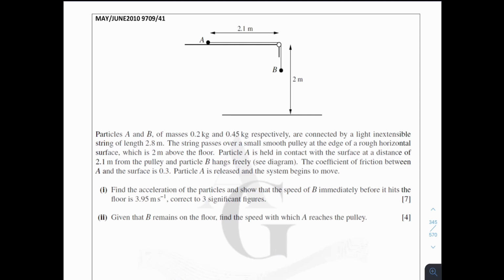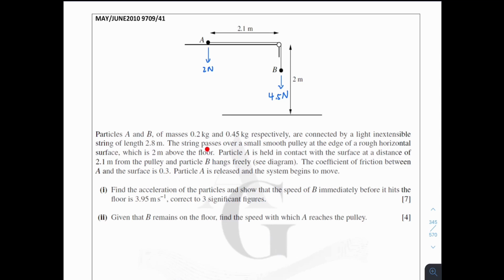The particles A and B of the masses 0.2 kg and 0.45 kg. So I'll label it first. 0.2 kg means 2 Newton. And for the particle B, 0.45 kg means it's 4.5 Newton. So they are connected by the string of the length 2.8 meter. That means the whole string here, the length is 2.8 meter.